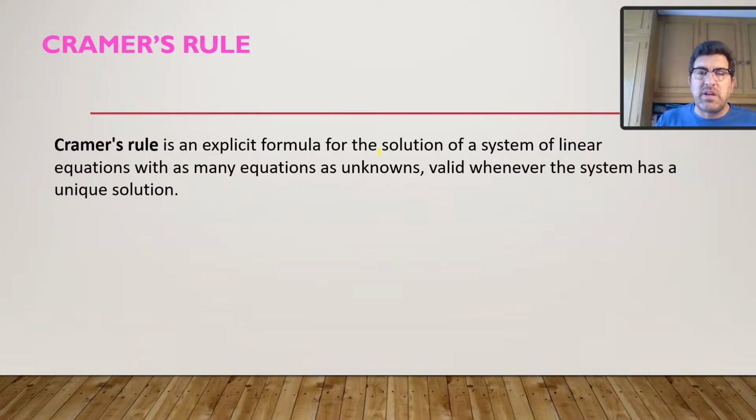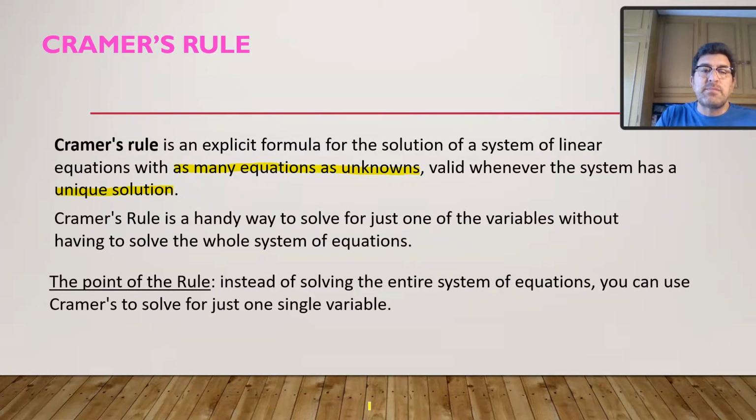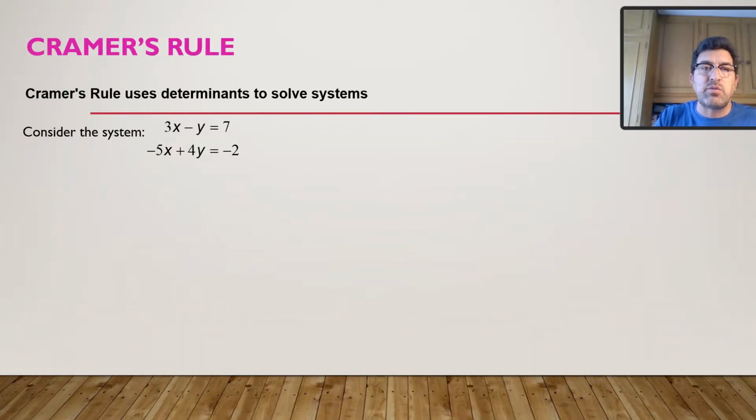It's an explicit formula for the solution of a linear system of equations with as many equations as unknowns. Remember, that makes the coefficient matrix square. It is valid whenever the system has a unique solution. And we've seen when there are no solutions, when there are many solutions, and when there's one and only one solution. So Cramer's rule is a handy way to solve for just one of the variables without having solved the whole system. That's the point of this rule. Instead of solving the entire system, you use Cramer's rule to solve just one single variable. Now that should get you excited. Let's see how it works.